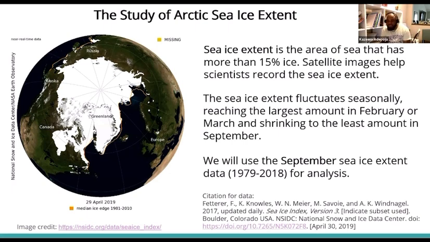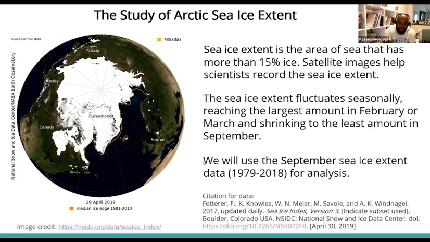So because of that, we're going to use the September sea ice extent data from 1979 to 2018 for the analysis. We want to apply the time series models that we have done in this class. This is more or less taking you through the real-life application of the time series models we've been doing.